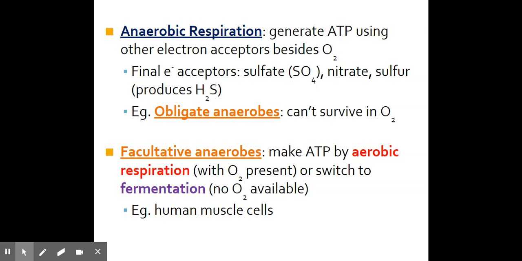Or there are other things that can use sulfates, nitrates, or other sulfur-containing compounds. And a good example of this would be what's called an obligate anaerobe, which means it cannot survive in oxygen. In fact, if it were exposed to oxygen, it would die, which seems kind of counterintuitive if you think about it.